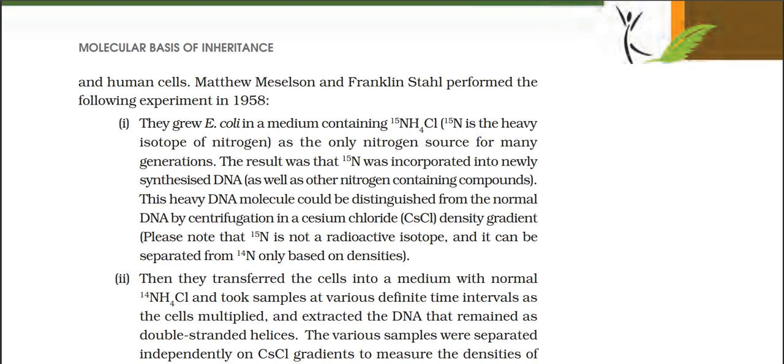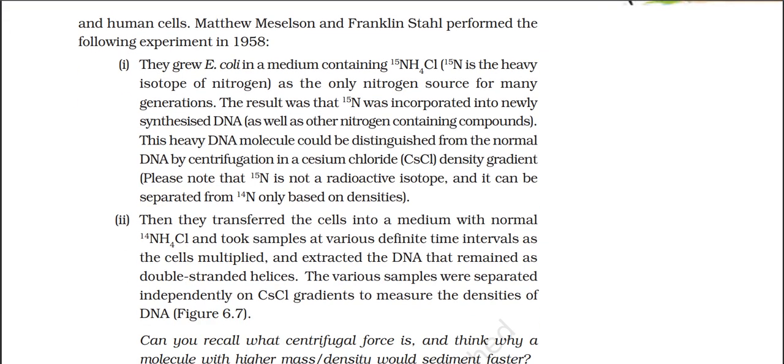They grew E. coli in a medium containing 15NH4Cl. 15N is the heavy isotope of nitrogen, as the only nitrogen source for many generations. The result was that 15N was incorporated into newly synthesized DNA, as well as other nitrogen-containing compounds. This heavy DNA molecule could be distinguished from the normal DNA by centrifugation in a cesium chloride, CsCl, density gradient. Please note that 15N is not a radioactive isotope, and it can be separated from 14N only based on densities.